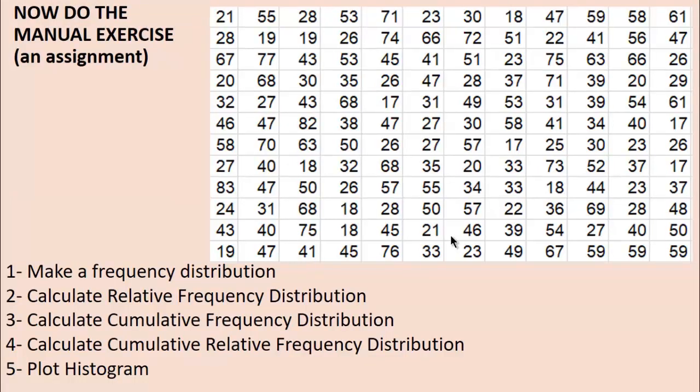Okay guys, this was your last assignment. You had to do some task on that. You had to create a frequency distribution, cumulative relative frequency, cumulative frequency distribution, and cumulative relative frequency distribution with histogram. But this assignment was about having 144 observations.